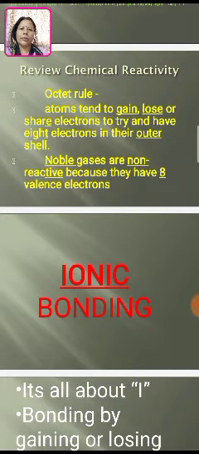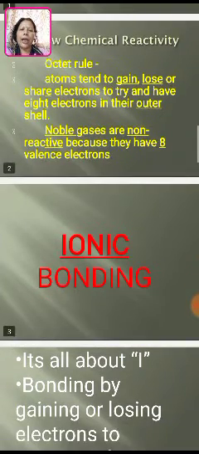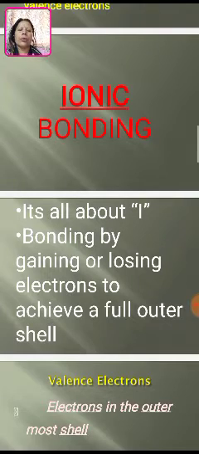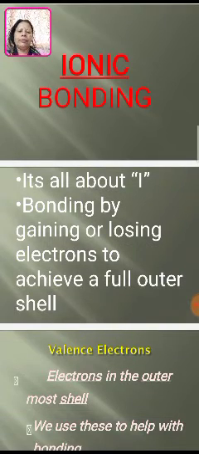Ionic bonding. The bond is actually the attraction force between two atoms, which may be the same or different. The ions are formed by taking or giving electrons. If they donate the electron for the bonding, then they act as a cation, and if they attract or take the electrons from the neighbor, then it is an anion. Ionic bonding is all about bonding by gaining or losing electrons to achieve a full outer shell.